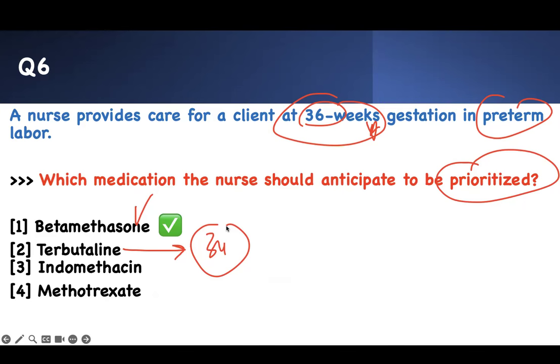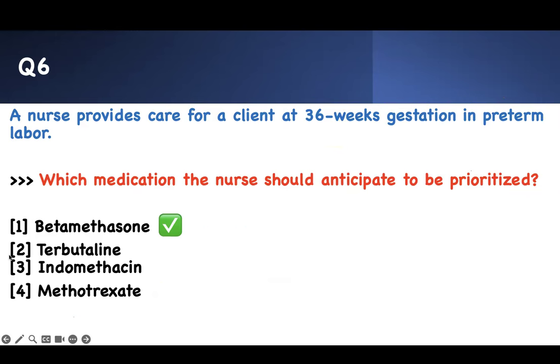I'll give you a content right now. And the medicine, indomethacin, you don't use it after 32 weeks. The lady is in what? 36 weeks. It causes what? Closure of the ductus arteriosus. Methotrexate is abortifacient. It's going to cause abortion. Therefore, the right answer is 1.